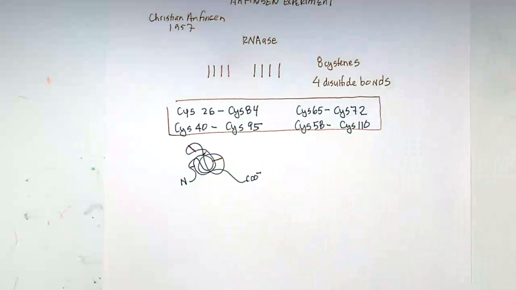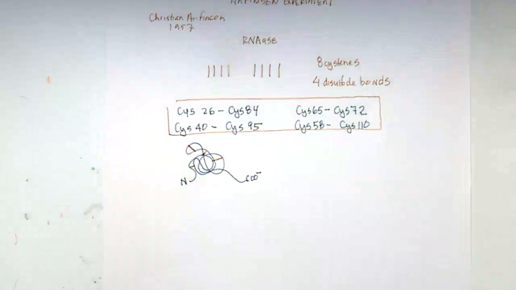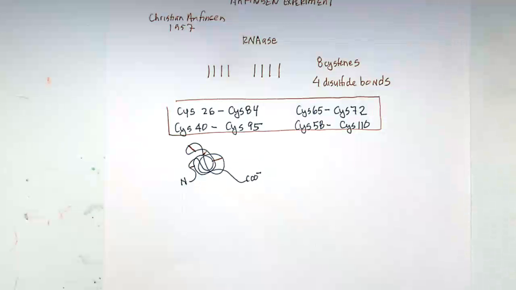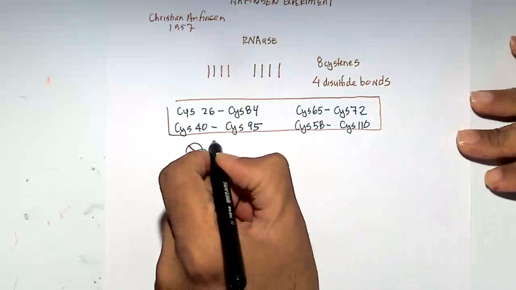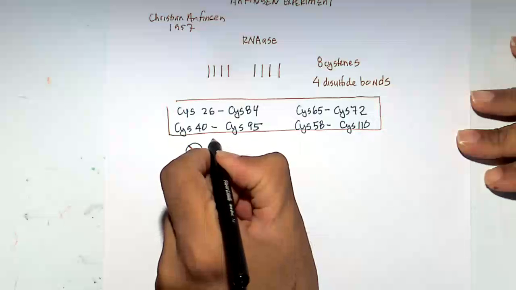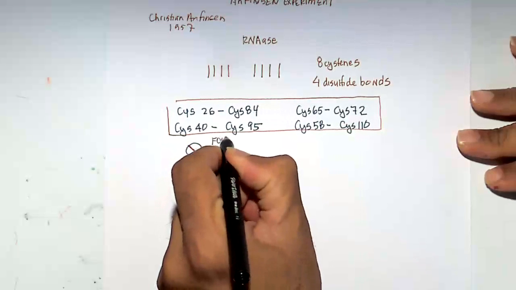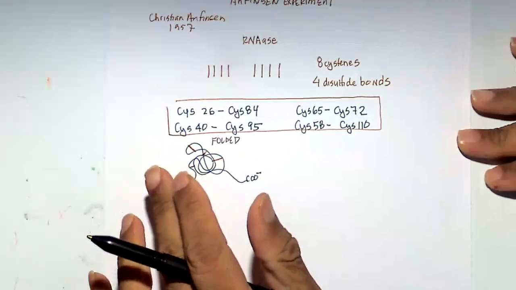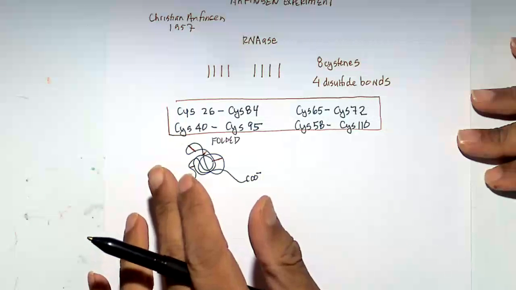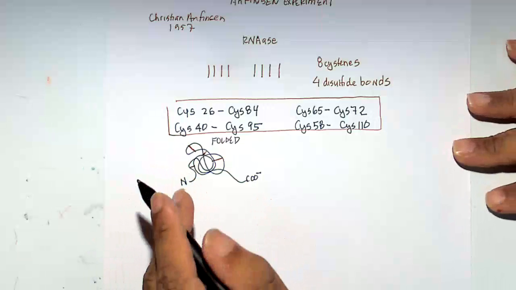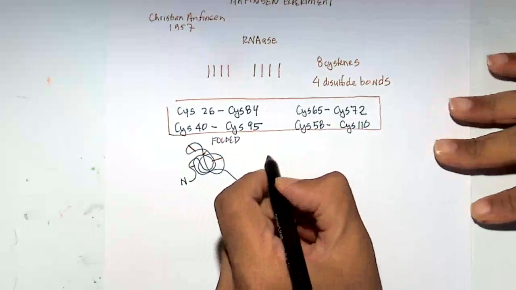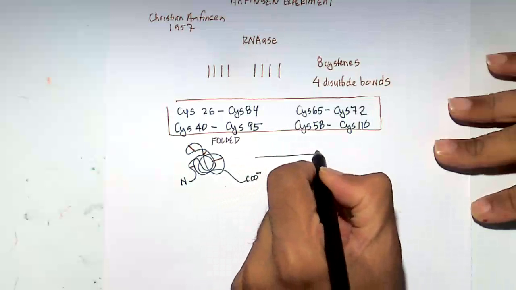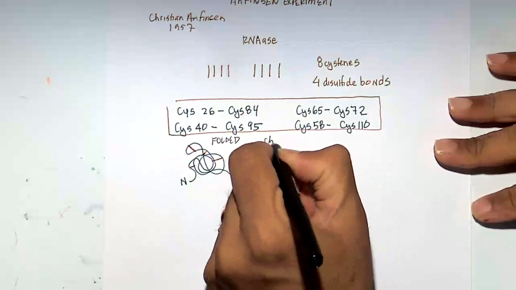So what Anfinsen did, and this is 1957 now, so people are interested in proteins and how they fold and refold and all this stuff. What he did was he denatured the protein. So we'll call this the folded protein, which we expect to cut RNA fairly well because it's a good enzyme. Okay, what he did is he added chaotropic agents to them.